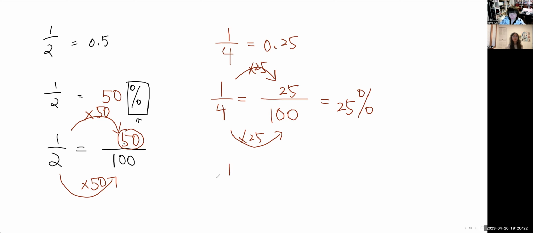Now let's take a look at the next one. Chloe, I want you to do this yourself. 1 over 5 equals what over 100, and equals what percent? Five times 20, and 20%. Very good. It's 20 over 100 and 20%.